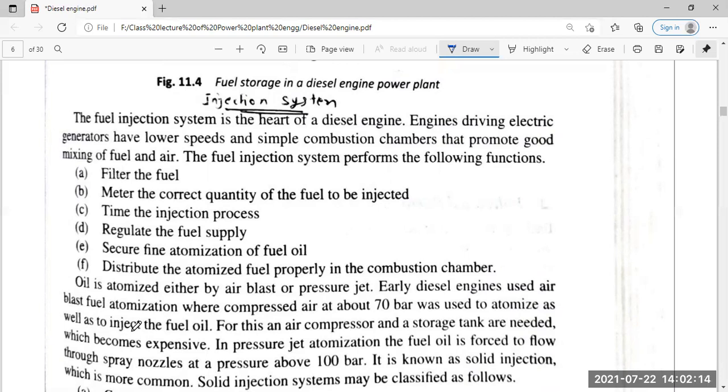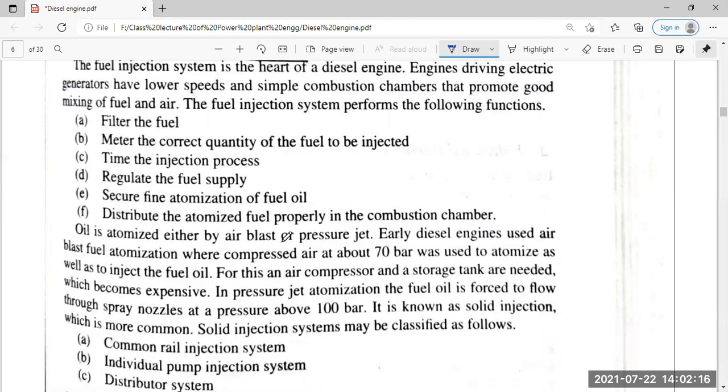Now, oil is atomized either by air blast or by pressure jet. Atomized means the oil is divided into fine particles, which can be easily burned by means of the high compression ratio of the CI engine itself. It can be atomized by air blast, meaning high pressure air, or by a high pressure jet. You jet the oil under high pressure, which will divide the oil into atomized particles itself.